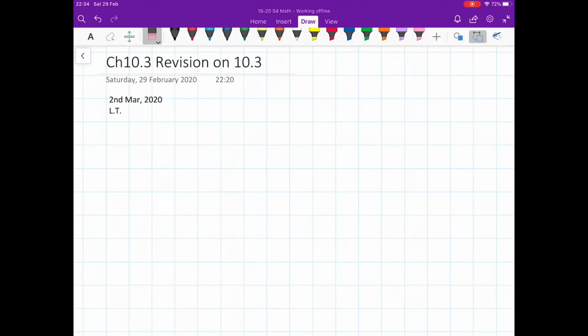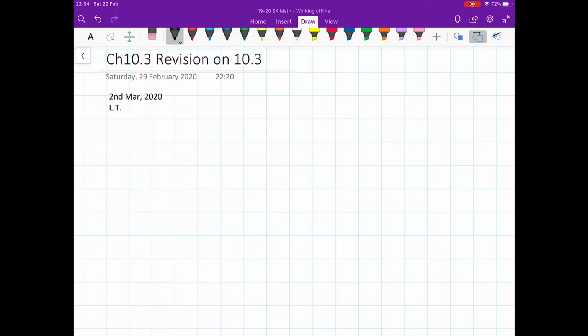Hi everyone. So before the section quiz, I want to give you a revision on chapter 10.3. So please turn to a new page of your notebook. Write down the date of today and the learning targets. Summary on 10.3.